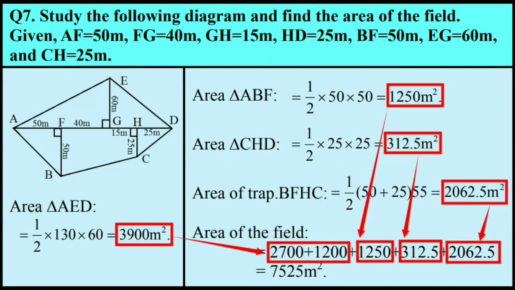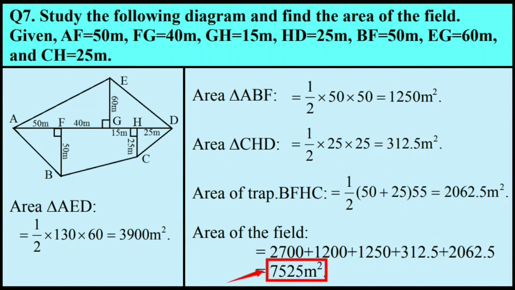plus the area of trapezium BFHC, that is 2062.5 meters square. Finally, the sum of all these areas is the area of the field, and the result is 7525 meters square. Hence, the area of the polygon ABCDE is equal to 7525 meters square.